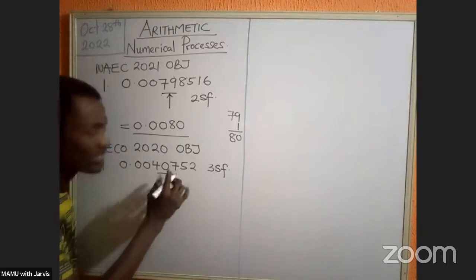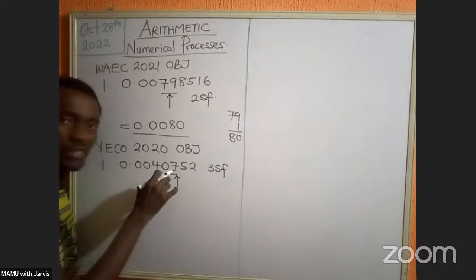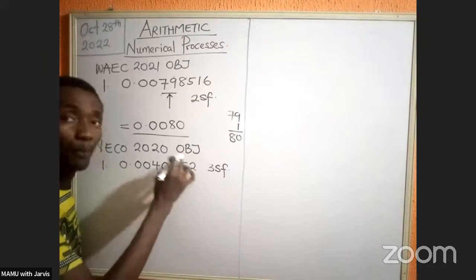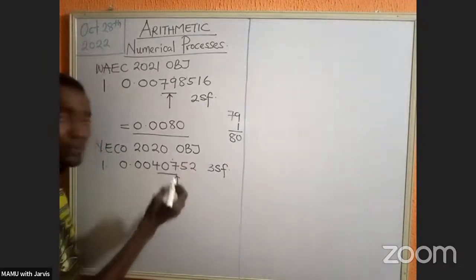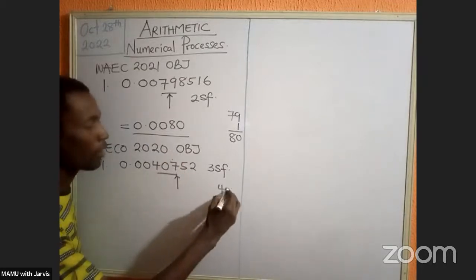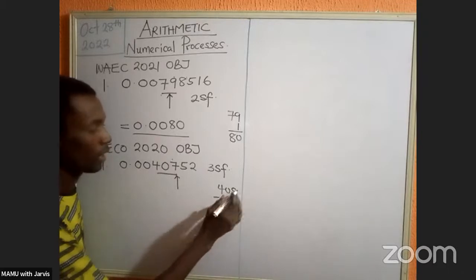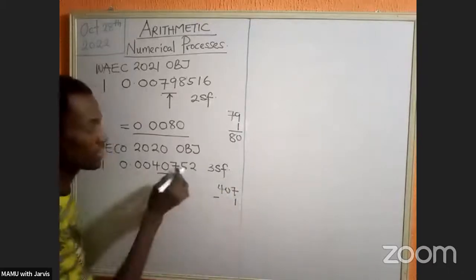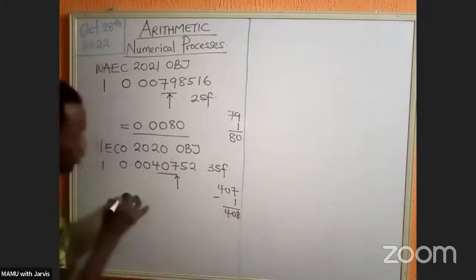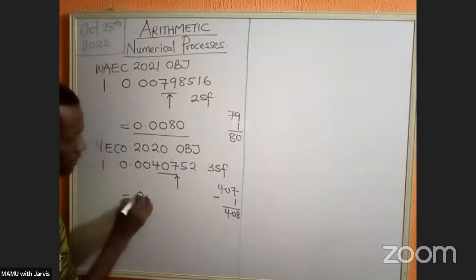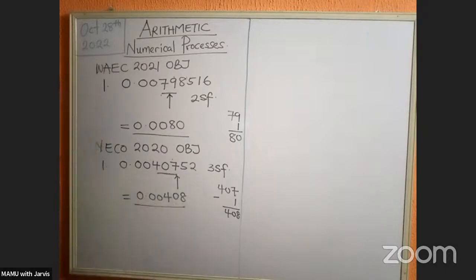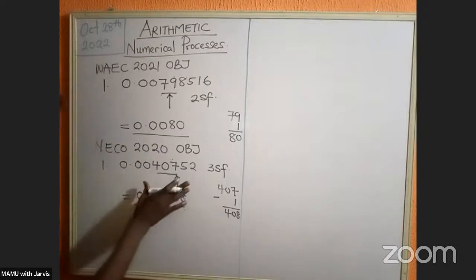Now, the last digit is what I call the digit of interest. And this becomes the digit causing the approximation. If this is 5 and above, we will now add 1 here. If this were less than 5, we'll add 0 here. So your answer becomes what? Let's start with 407 plus the digit causing the approximation. And that will give me 408. So 3 significant figures, this will be 0.00408. And that takes care of this problem.